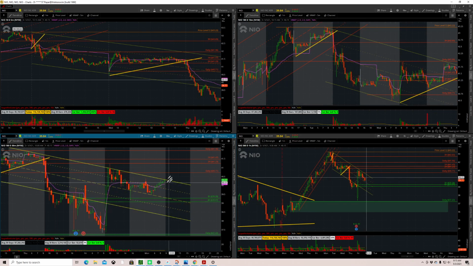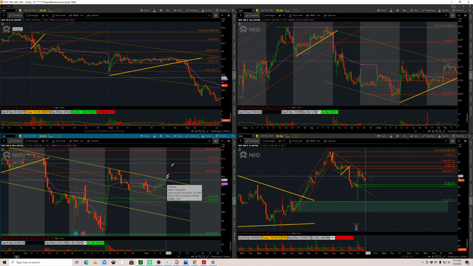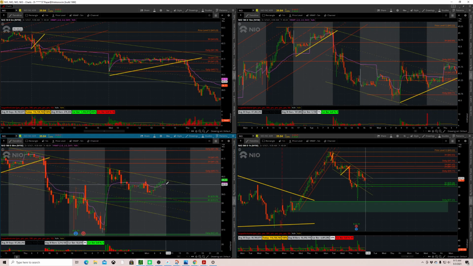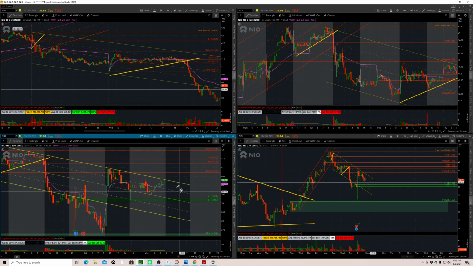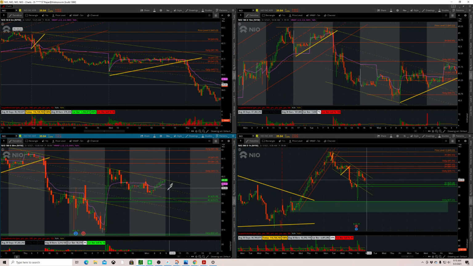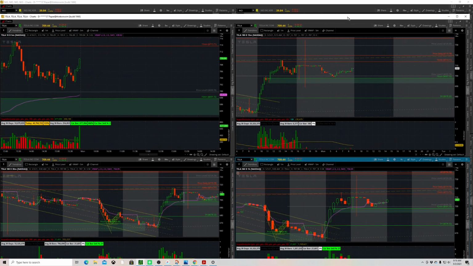If price respects this level, we stay in the trade. If price rejects this level, I'm going to get out of the trade, because I think price will probably head down here. I don't know whether it will, I can't, but that's my condition. Now let's look at Tesla and my idea for Tesla.